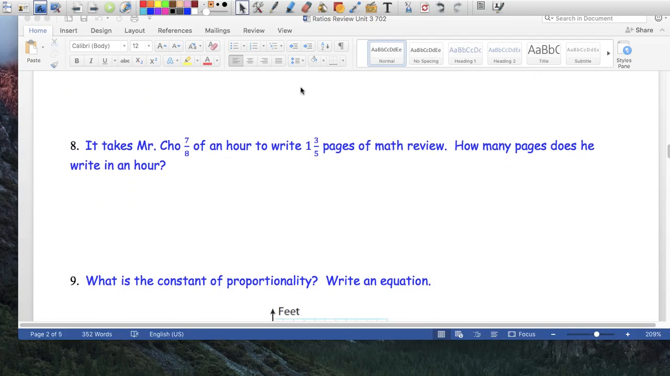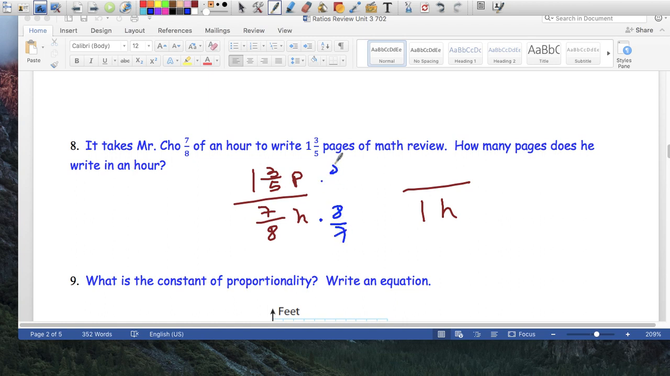It takes him half an hour to write 1 and 3/5 pages. How many pages does he write in an hour? Okay, so 1 3/5 pages in 7/8 of an hour. So in 1 hour, how many pages do I write? It's not easy writing in review sheets, by the way. Multiply that by 8 over 7.